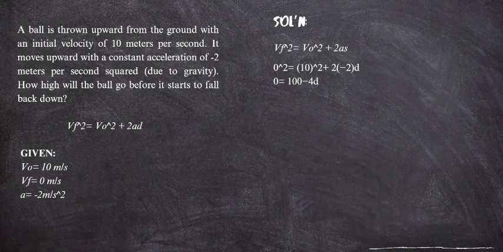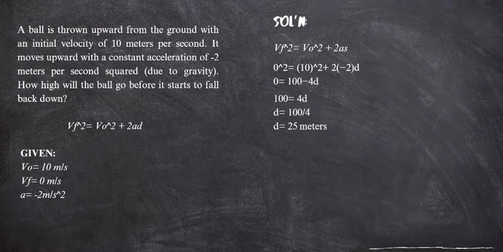So to solve for d, 100 equals 4d. Our d equals 100 over 4. Then we have here 25 meters. So the ball reached a maximum height of 25 meters before it starts to fall back down.